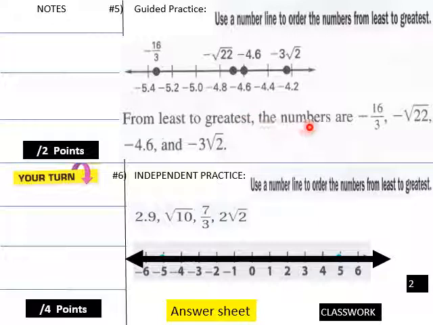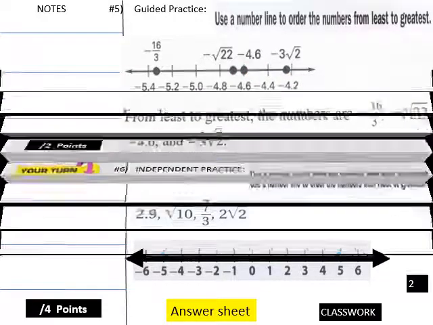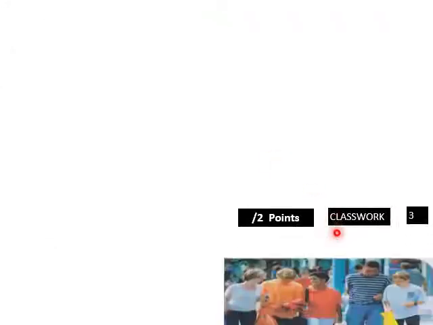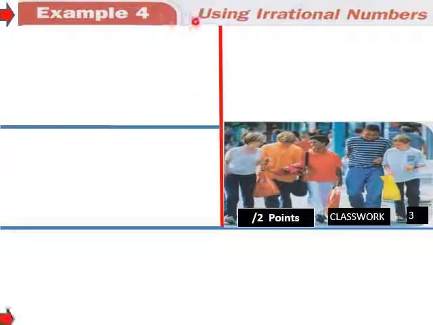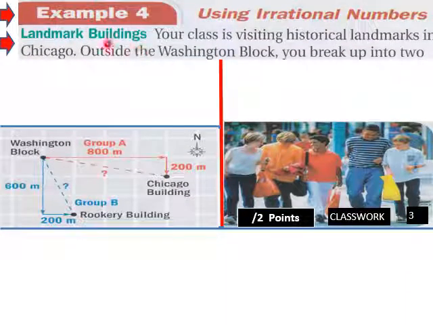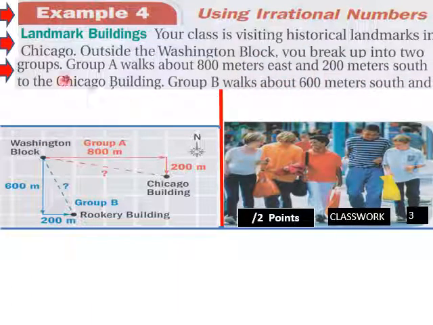That would be your listing there from least to greatest, and that's how they're presented up here on the number line. Okay, so on into our next example, example 4, using irrational numbers. Landmark buildings. Your class is visiting historical landmarks in Chicago. Outside the Washington block, here's our Washington block, you break up into 2 groups.